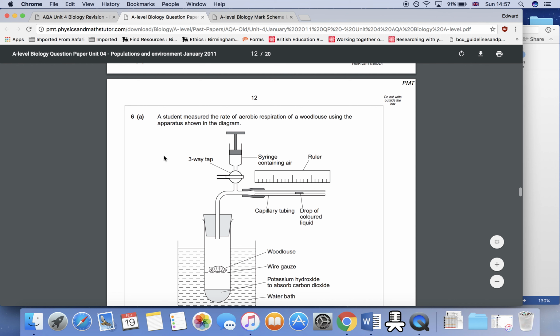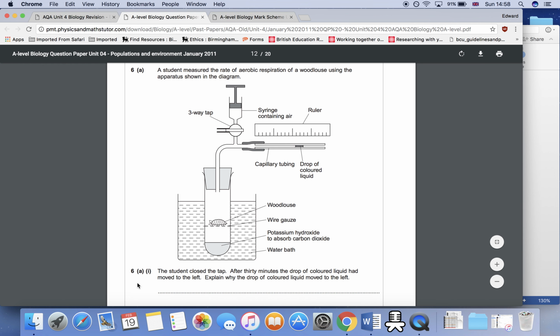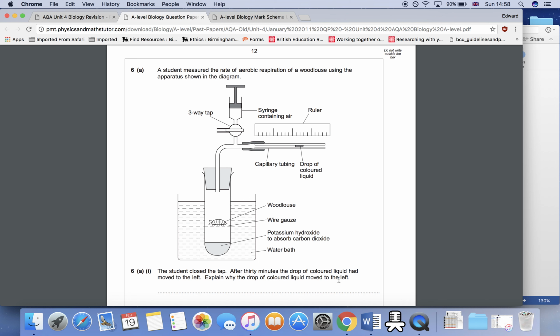Here we've got a question about respiration. As it says here, aerobic respiration of a woodlouse in this apparatus. The student closed the tap. After 30 minutes, the drop of coloured liquid had moved to the left. Explain why the drop of coloured liquid moved to the left.